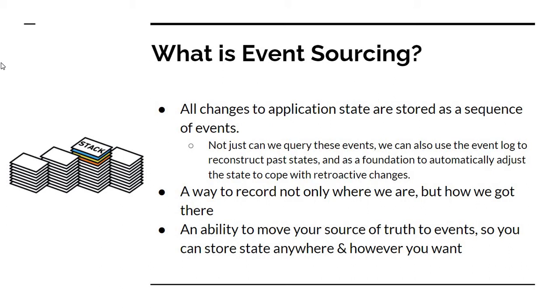So all changes to application state are stored in a sequence of events. As we just mentioned, all the application state is stored in a sequence of events. So your events become your source of truth. Not only can we query these events, we can also use the event log to reconstruct past states. So we can go in the past and see how the states looked yesterday, or a week ago, or 2 weeks ago, and we can compare those to states in the future. This is quite good for debugging, security, and many other reasons you'd want to do this.